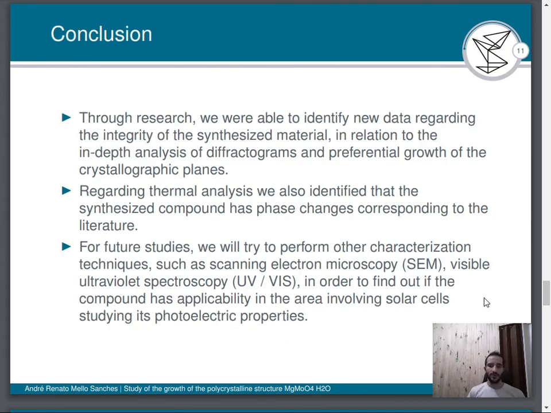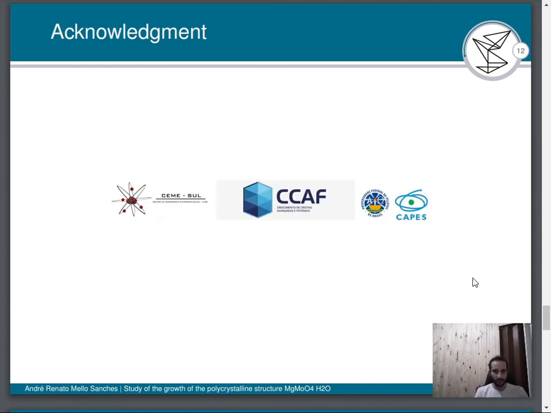Conclusion. Through the research, we were able to identify new data regarding the integrity of the synthesized material in relation to the in-depth analysis of the different phases and the preferential growth of the crystallographic planes. Regarding thermal analysis, we also identified that the synthesized compound has phase changes corresponding to the literature. For future studies, we will try to perform other characterization techniques, such as scanning electron microscopy and ultraviolet-visible spectroscopy, thus analyzing its photovoltaic properties.